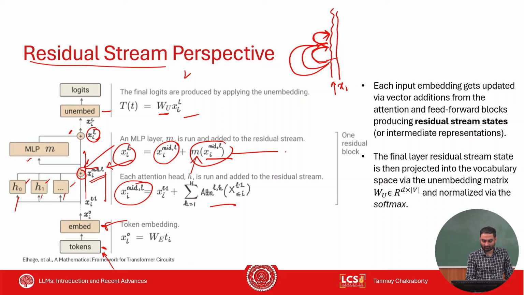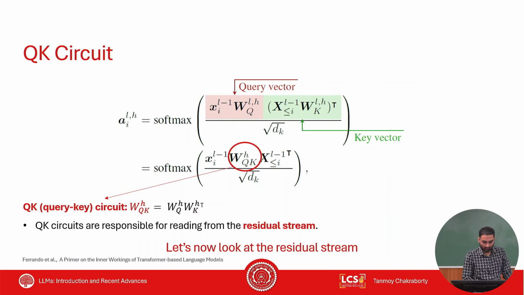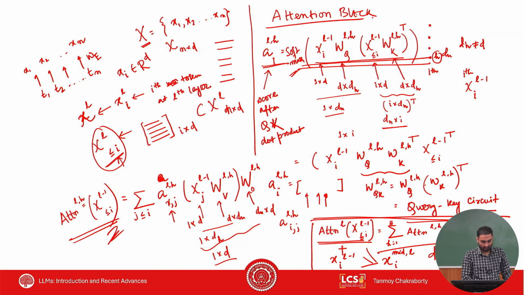Okay, now let's focus on this MLP layer M. So we have seen two things in attention, right? One is called the query key circuit. What is the query key circuit? The query key circuit will look like this: W_QK^(L,H). There is another circuit which was created here.